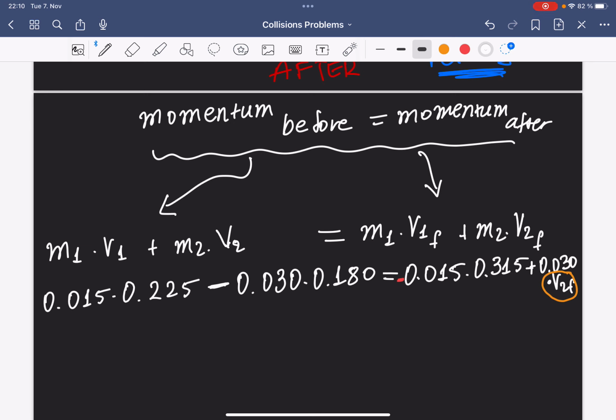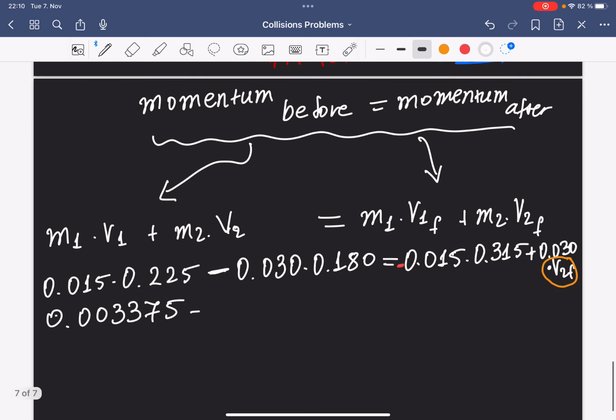So 0.015 times 0.225, that's going to give us a very small number. You're not going to get numbers like this in the exams, by the way. This is just the example that I'm using. But you also have calculators, so you don't have to worry about this. Just be careful with what you're typing.